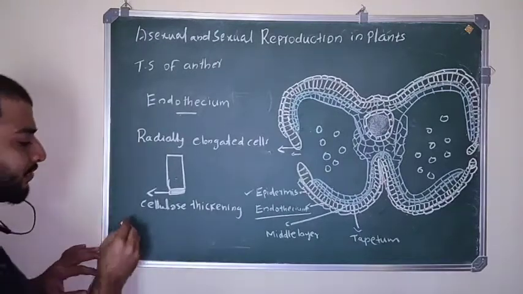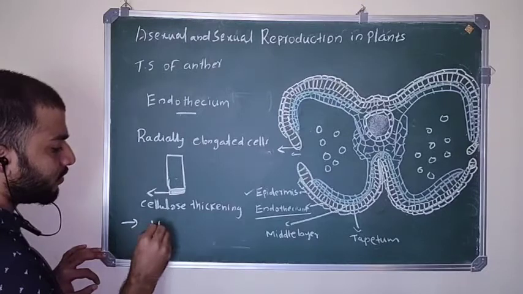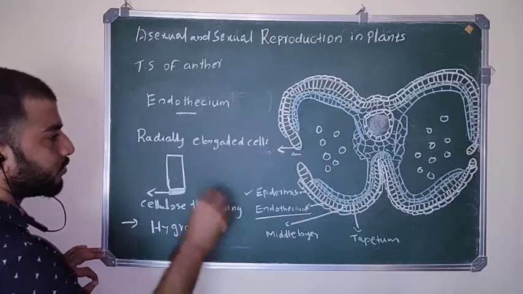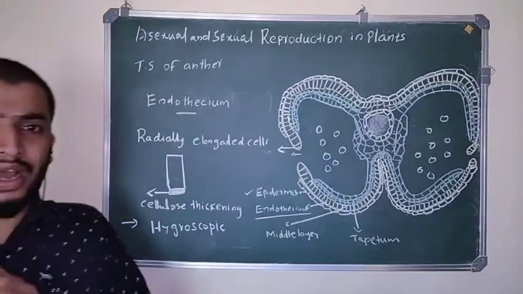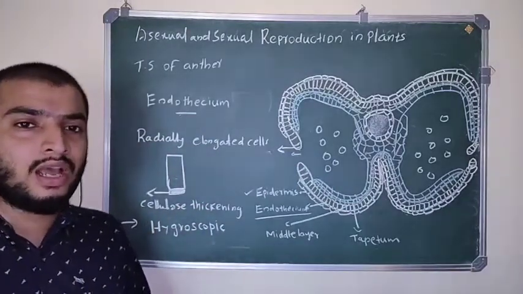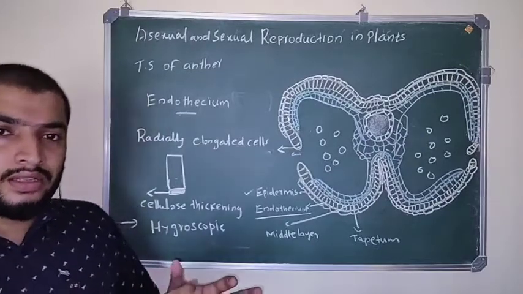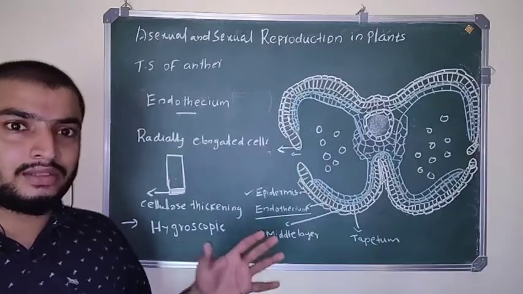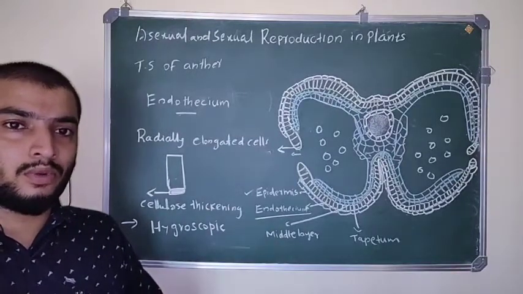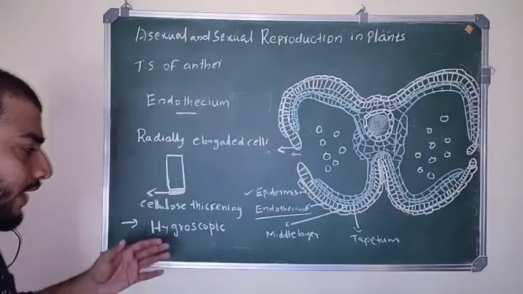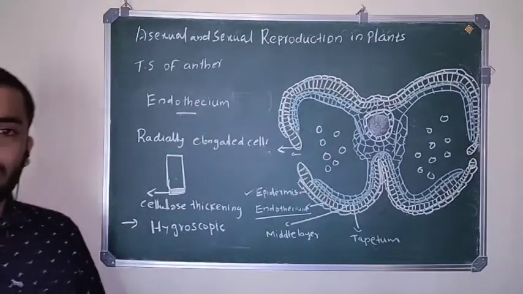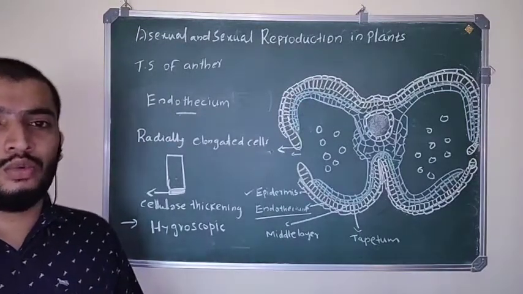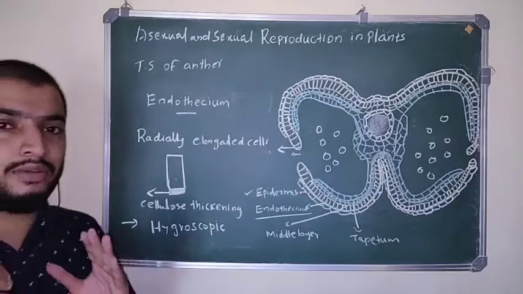This cellulose thickening makes this layer hygroscopic. So the endothelium layer is hygroscopic because it has cellulose thickening. Hygroscopic means it can absorb moisture or water content, so the anther can break open at the time of pollen release. That's why the endothelium layer is hygroscopic. What is hygroscopic? It is the ability to absorb moisture or water content. The endothelium layer has that ability.